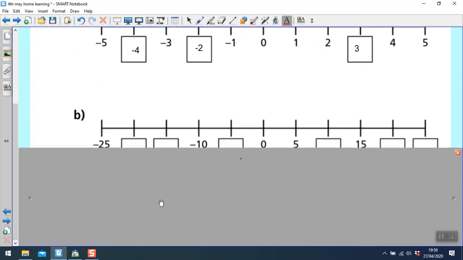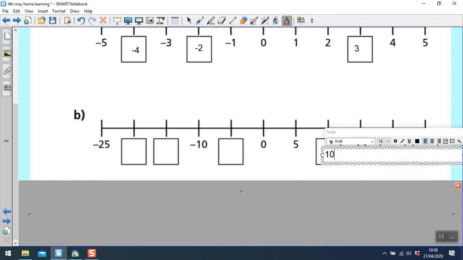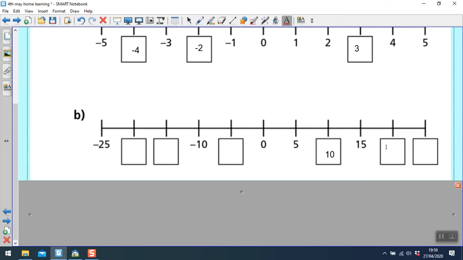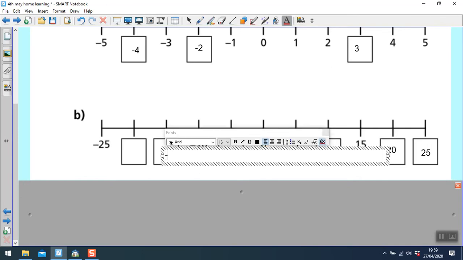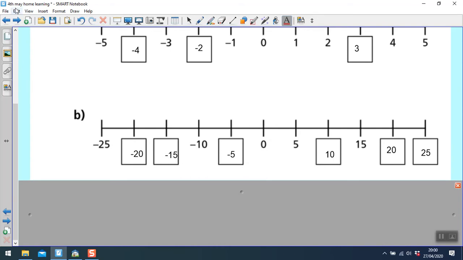Here's another one for you to have a go at, so pause the video while you have a think about the numbers that are missing. So I know from 0 to 5 that they're going up in 5s, so 0 add 5 is 5, 5 add 5 is 10, add 5 is 15, add 5 is 20, add 5 is 25. Then going backwards in 5s from 0, 0 take away 5 is negative 5, take away 5 is negative 10, take away 5 is negative 15, take away 5 is negative 20. Well done if you got those right.